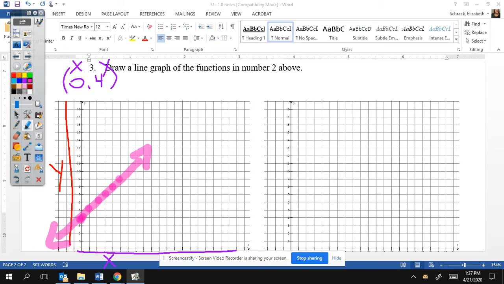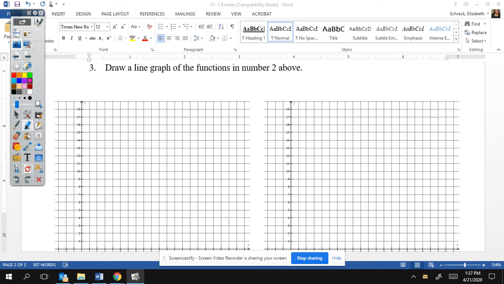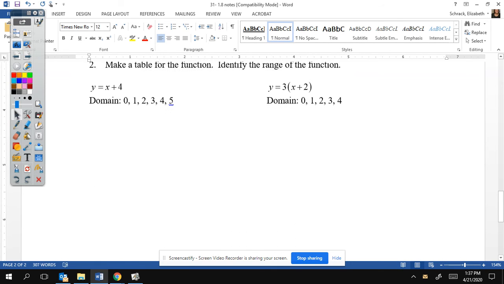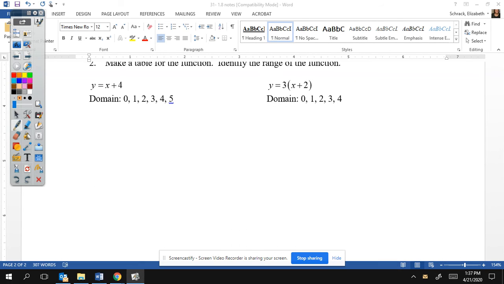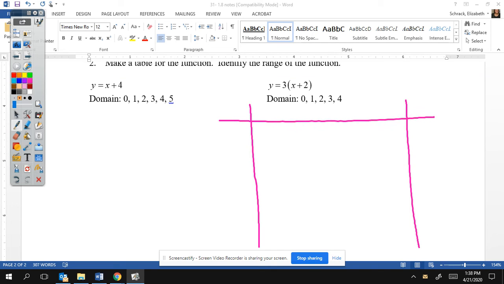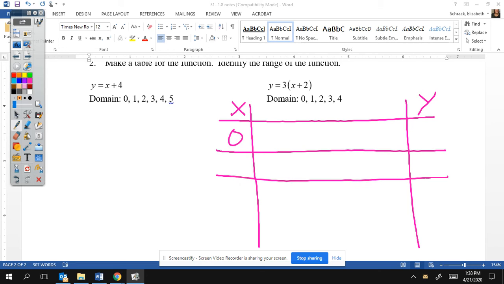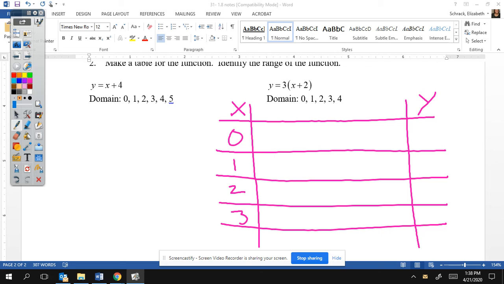Okay, let's try the second problem, which is a 2-step problem. We're still going to set it up the exact same way, where I'm going to have an input of x and an output of y. This time, we're just going to be inputting 0, 1, 2, 3, and 4. And we're still going to be using the equation y equals 3 times the quantity of x plus 2.